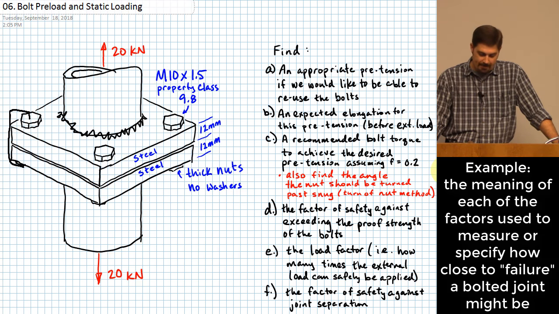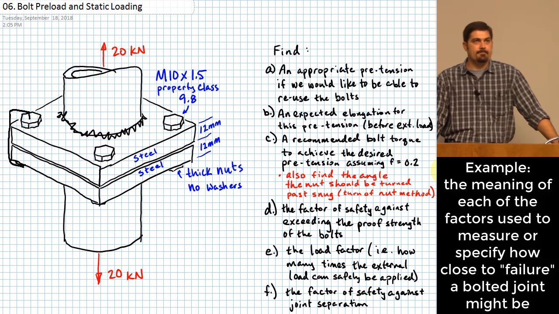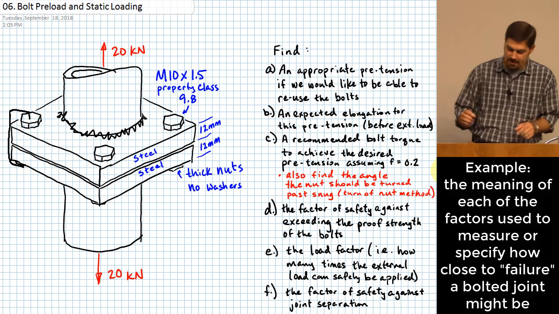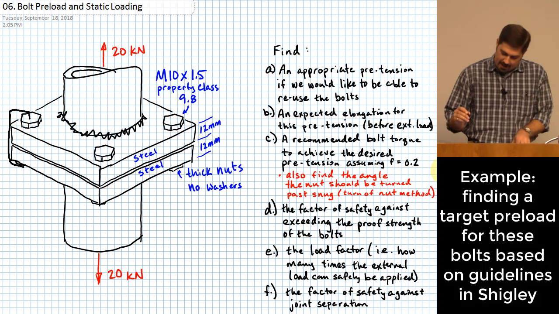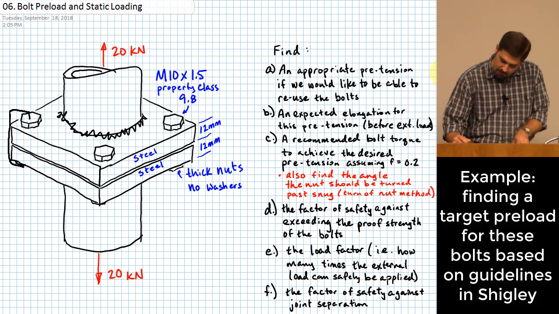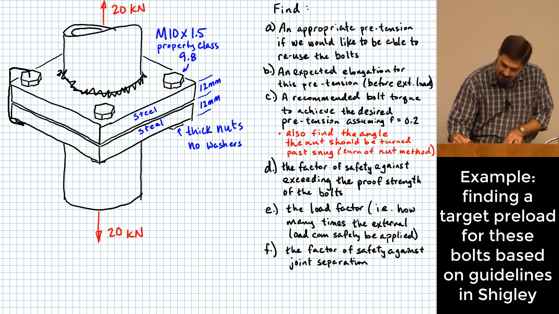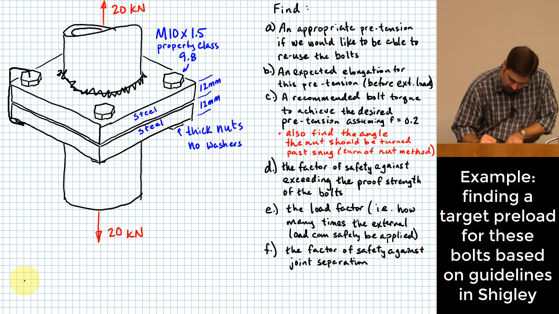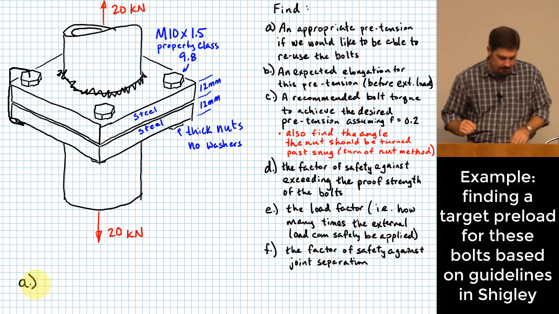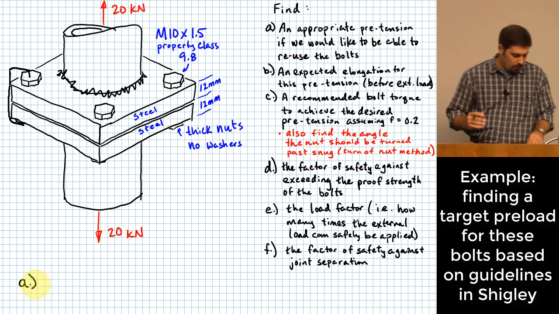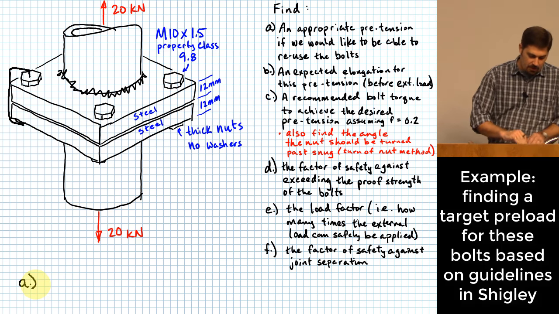Okay, so any one of these can constitute a failure, and so we are going to look at all of them. All right, so shall we get started? Yes, we shall. Part A, an appropriate pretension if we would like to be able to reuse the bolts. Okay, so what we need to do for that is first have some sort of a guideline for even how we would get started with this.